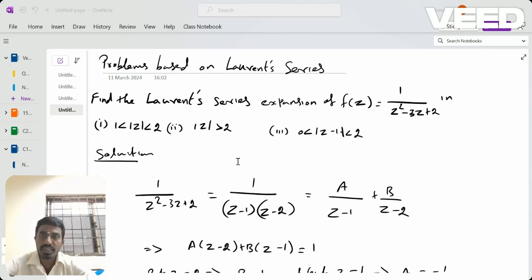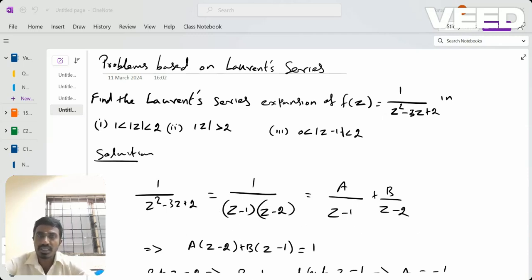Now we expand like 1 minus x whole power minus 1, which is nothing but 1 plus x plus x square plus so on. So similarly here, 1 minus 1 by z whole power minus 1 can be written as 1 plus 1 by z plus 1 by z square plus 1 by z cube, and minus 1 by z is as it is. And similarly here, minus 1 by 2 as it is, and then 1 minus z by 2 whole power minus 1 is like 1 minus x whole power minus 1, which is nothing but 1 plus z by 2 plus z by 2 whole square plus z by 2 whole cube, and so on. Now simplify further, then you may get this one.